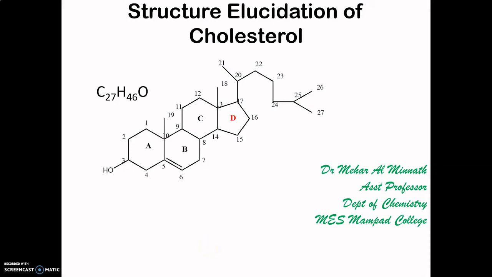We shall now see how we establish the position and the nature of the side chain on cholesterol. Now we have a side chain over here. We need to establish that it is present on carbon 17, and also that it is an 8 carbon chain. 1, 2, 3, 4, 5, 6, 7, 8 carbon chain. Alright, now we'll see that.